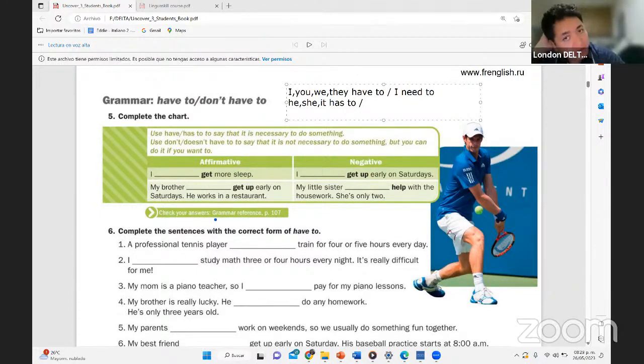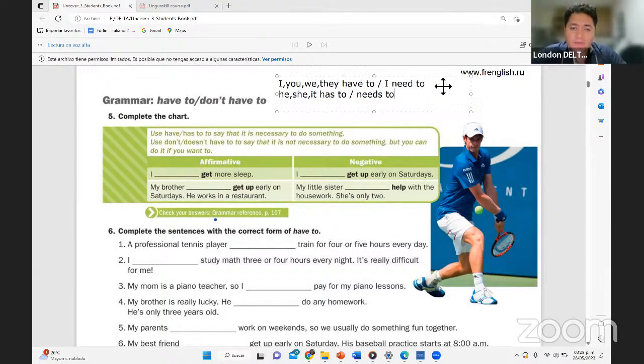Very well. So let's see. All right, he, she, it has to, or needs to. En este caso se le añade ese a need. Okay, when are we going to use this? When we say that something is necessary to do, or when it's a responsibility, something that we need for our trip. Por ejemplo, quizá para tu viaje digas, I have to buy a lock for my suitcase.